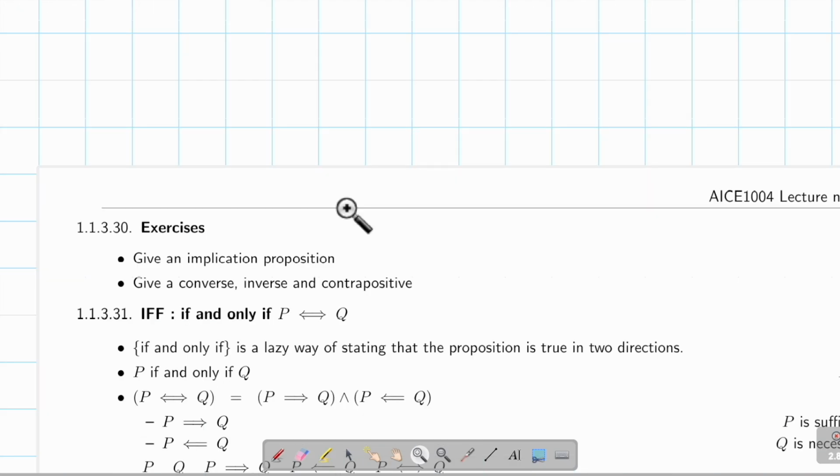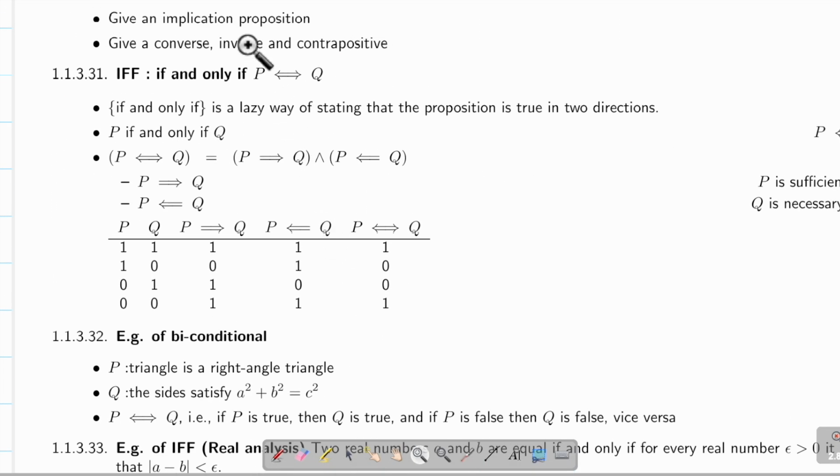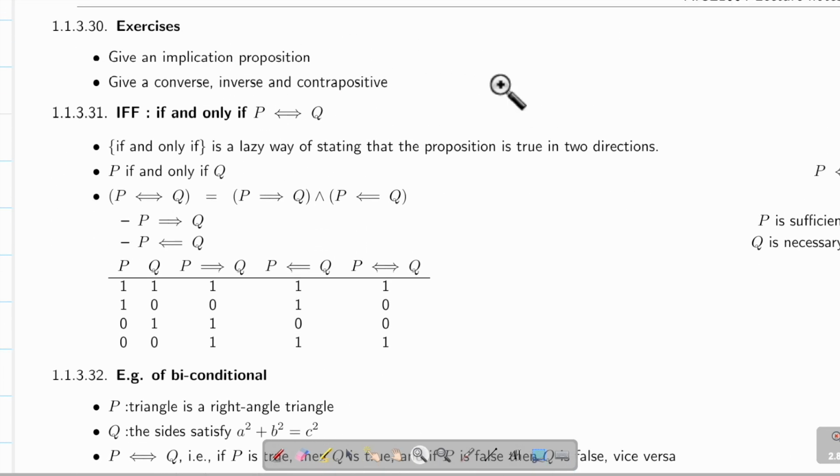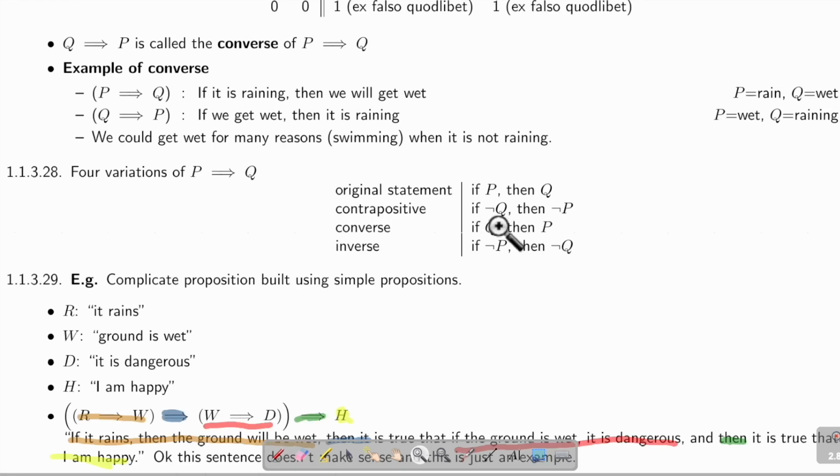Another exercise. Give an implication proposition. If I am a millionaire, everybody gets A. Give converse, inverse, contrapositive. Contrapositive: if everybody is not getting A, that means I'm not a millionaire. Converse: if everybody gets A, then I am a millionaire. Inverse: if I am not a millionaire, then everybody will not get an A. And important, don't forget the if-then has no freedom. That means if I am not a millionaire, then everybody does not get an A. This is a true statement. Then you must not get A. Otherwise, the statement is wrong.